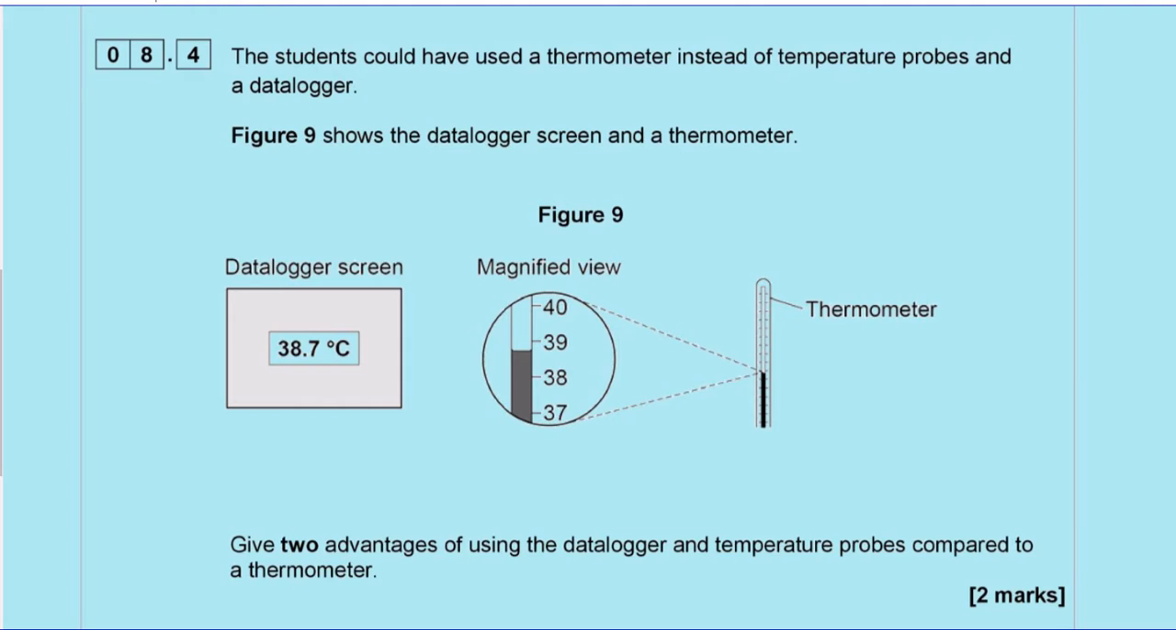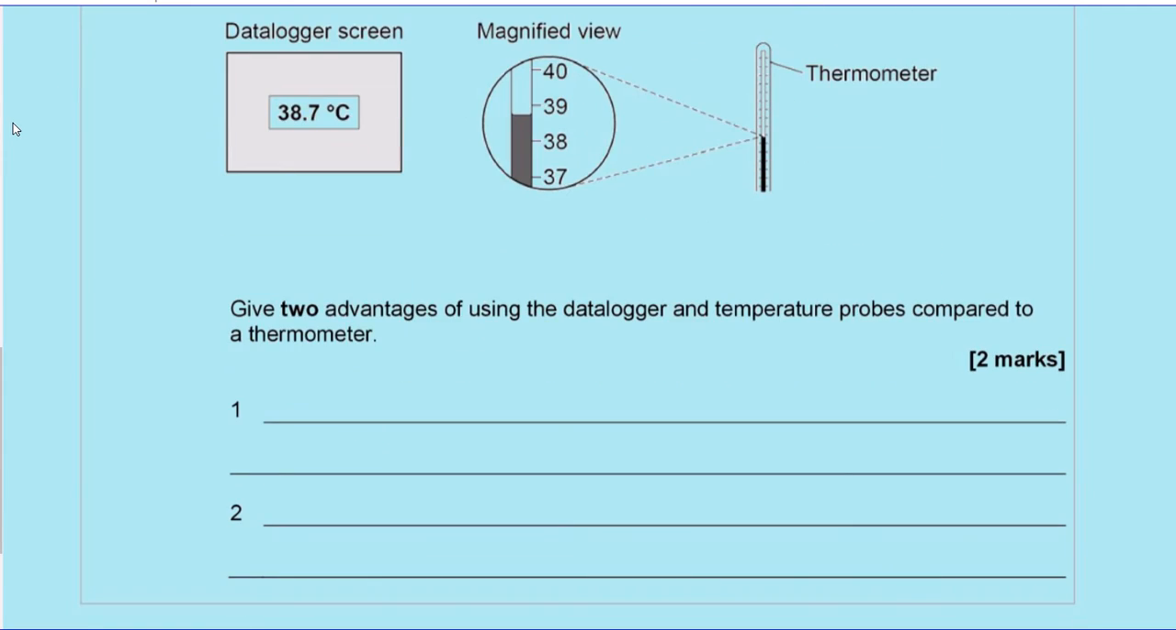Part 4. The student could have used a thermometer instead of temperature probes and a data logger. So we've got a little graphic there to illustrate what's going on. On the left hand side we've got the data logger showing its display, and then on the right hand side we've got a thermometer and then a little blown up view of what we'd read on a thermometer. We have to give two advantages of using the data logger and the temperature probe compared to the thermometer.